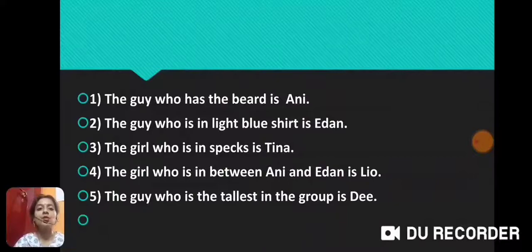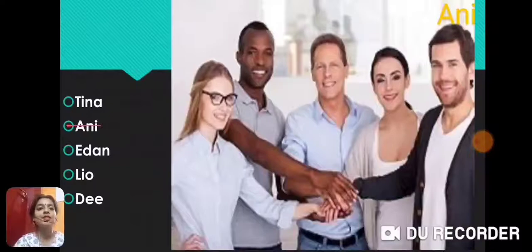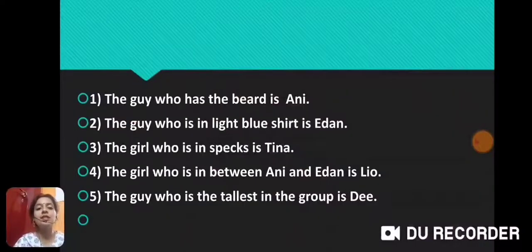The guy who has the beard is Annie. Can you guess which one is it? Right. This guy with the beard is Annie. Now I can cross this one out. Okay, now are you ready? Here we go. Just see the sentences.